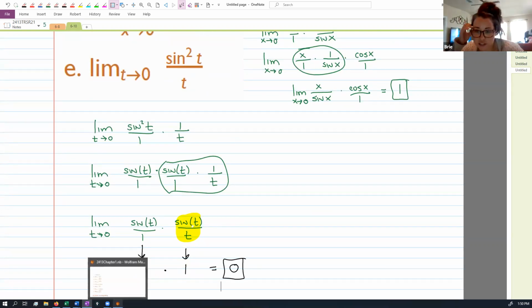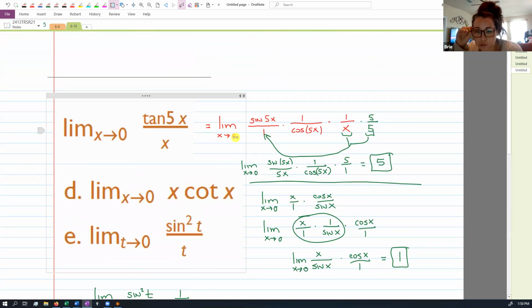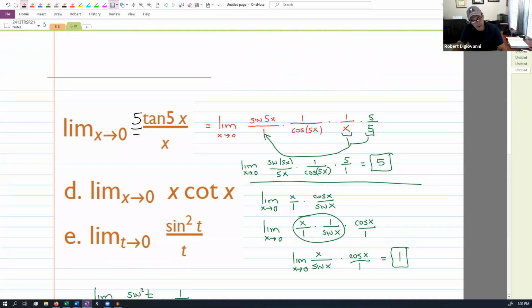I have just a quick question for the tan 5x over x. I just did it in a weirdly simple way, I don't know if this is right. I just multiplied it by 5 over 5 like you did before, and I got 5. Would that still be a correct way to do it? You use a 5 over 5 here and then put the 5 under here.